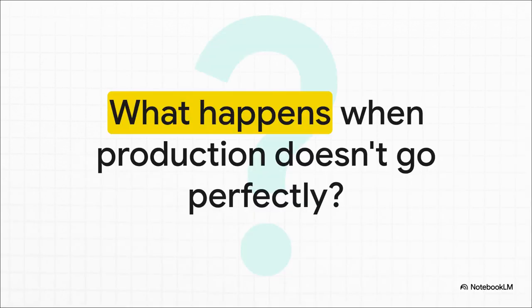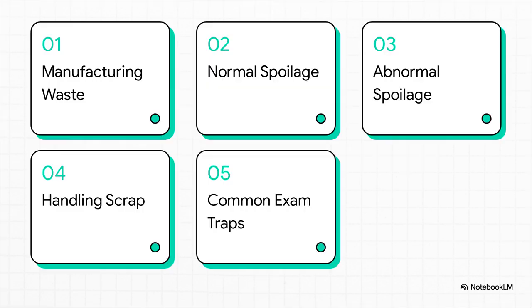So what actually happens to the costs when production goes sideways? It's a great question, right? Because production is literally never flawless. But here's the kicker. The accounting treatment for all that resulting waste is exactly where exam writers love to set traps for you. If you don't know exactly where the cost of that bent metal or spilled glue is supposed to end up on the financial statements, well, you're going to find yourself selecting the wrong multiple choice answer pretty quickly. To make sure you absolutely master these rules, here's our roadmap for today.